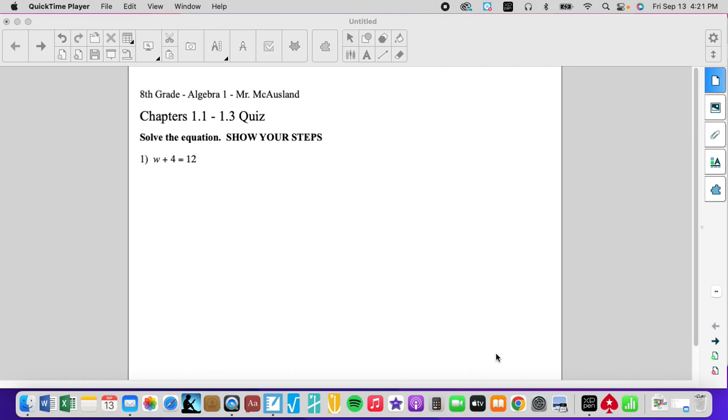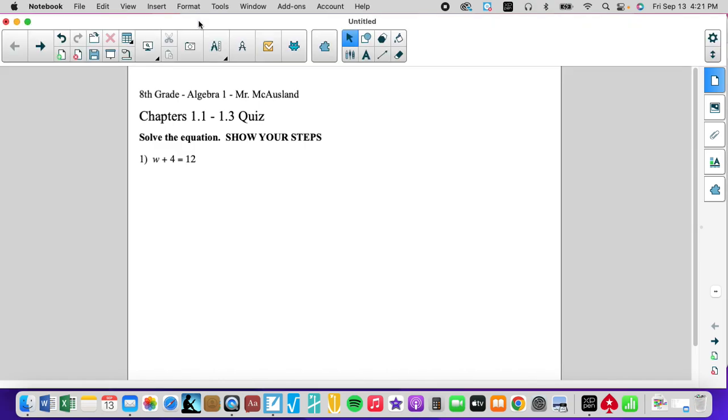the answer key and a clear explanation of how to do each of the problems from chapters 1.1 through 1.3 quiz. First, we always read the directions, solve the equation.